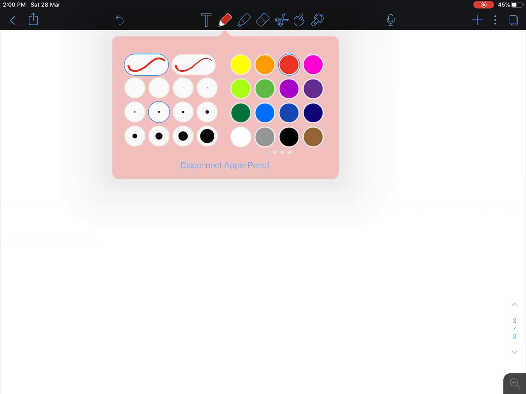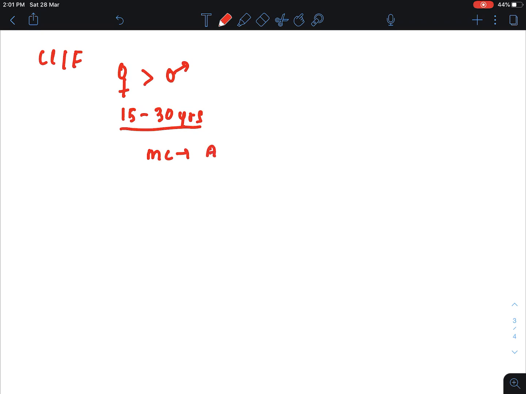Now for the patient suffering from mitral valve prolapse, what will be the clinical features the patient presents with? Mitral valve prolapse is more common in females than males, and the age group of such patients is 15 to 30 years. This is a young patient, and in young patients we don't think of vascular diseases. Most commonly the patients are asymptomatic.